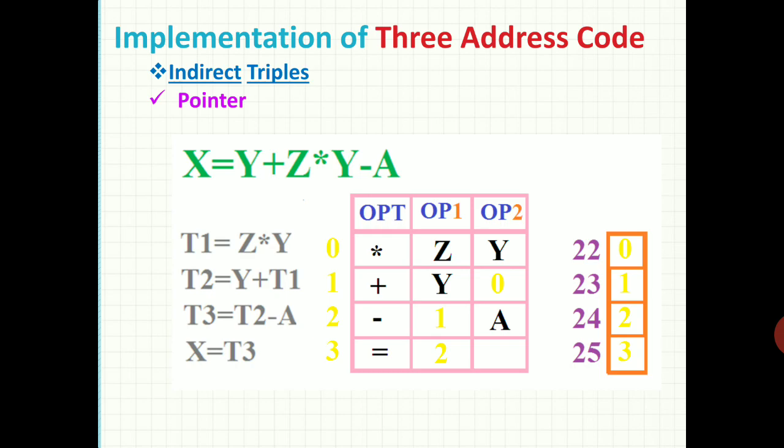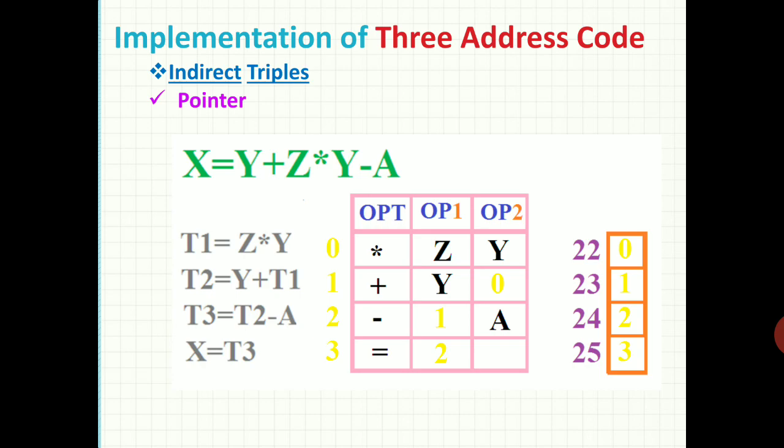Here you can see the triple representation, and in addition to that, one list of pointers is used. It may start from 22, any number. We are taking 22 as the number. So the first result is indicated by zero index, and that index is stored in memory location 22. Then the next result is stored in 23, then 24, then 25. Like that the result is stored. It can be stored anywhere. We are taking 22 as a memory location in this case only.